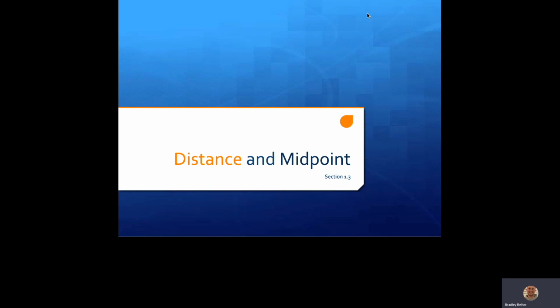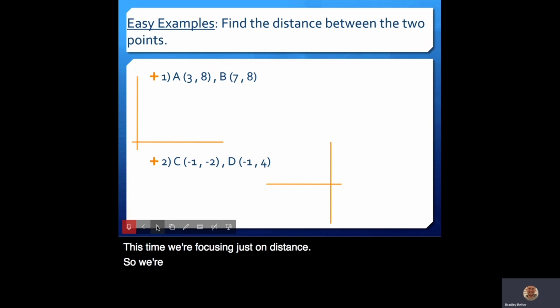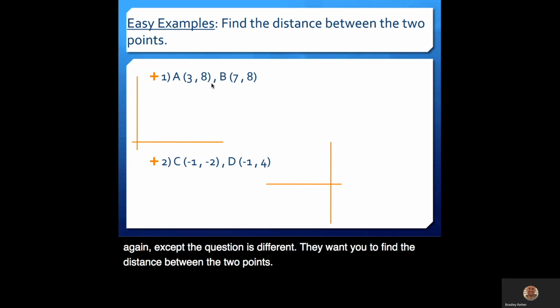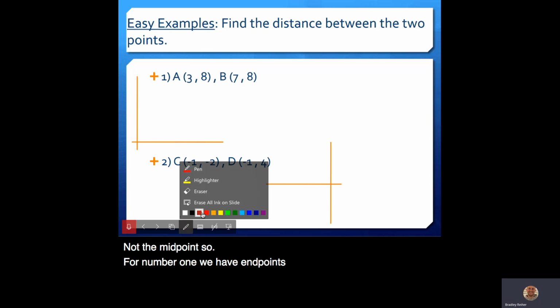Hi, this will be the fifth part of our section 1.3 lesson. This time we're focusing just on distance. So we're going to go through and do basically the same problems again, except the question is different. They want you to find the distance between the 2 points, not the midpoint. So for number 1, we have endpoints A and B.